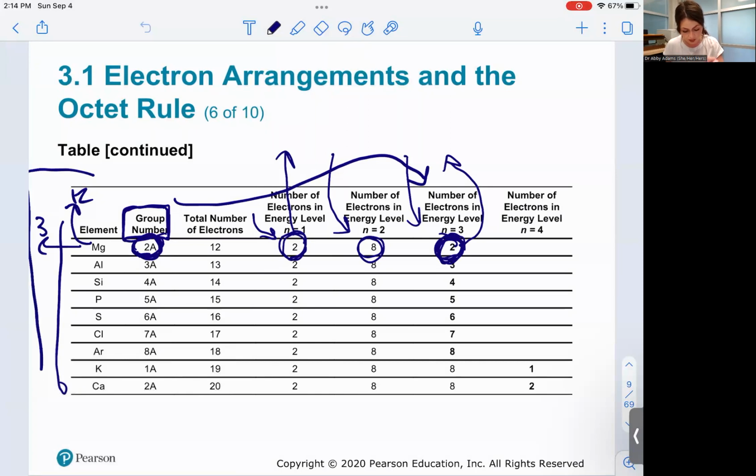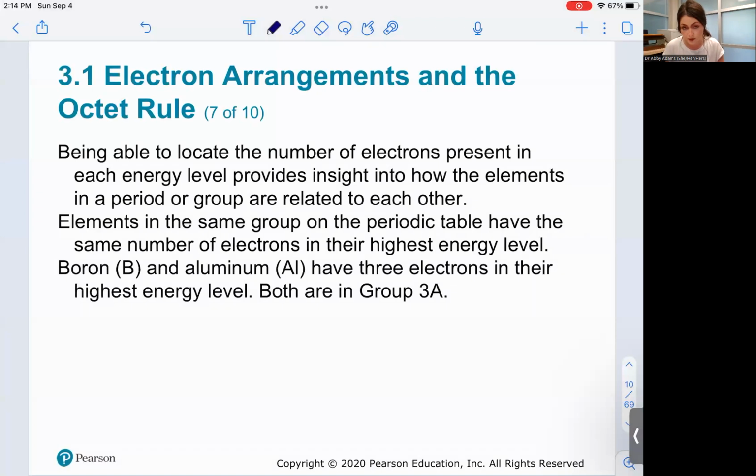So you can learn a lot from this table. The groups and the periods tell you quite a lot about the electron configuration, just the arrangement of the electrons. Being able to understand the number of electrons present and where they're present in each energy level is going to tell you something about the characteristics of those elements and their relationship to nearby elements. It gives you some insight into how the elements relate to each other.